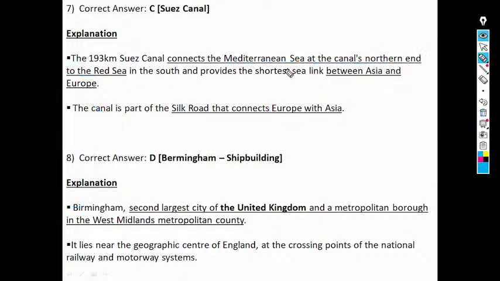Particularly, the very purpose of making the Suez Canal is to connect Europe with Asia, because otherwise ships have to go around the Cape of Good Hope in Africa. But here it is something different. The canal in the north and the Red Sea in the south provides the shortest sea link between Asia and Europe. The canal is also a part of the Silk Road that connects Europe with Asia. The Suez Canal is the busiest canal in the world.